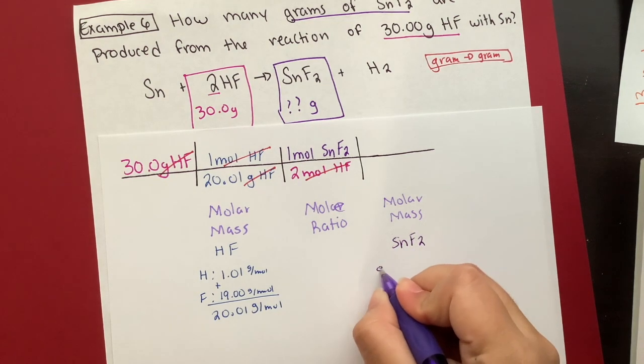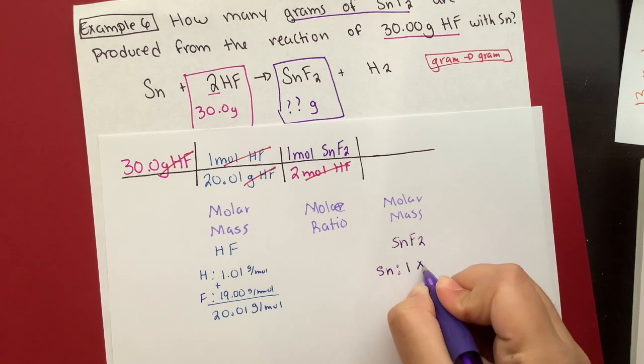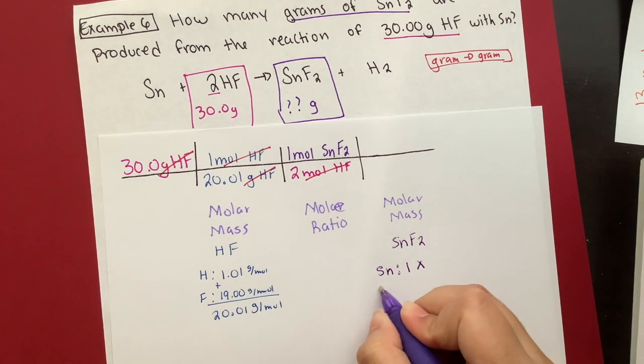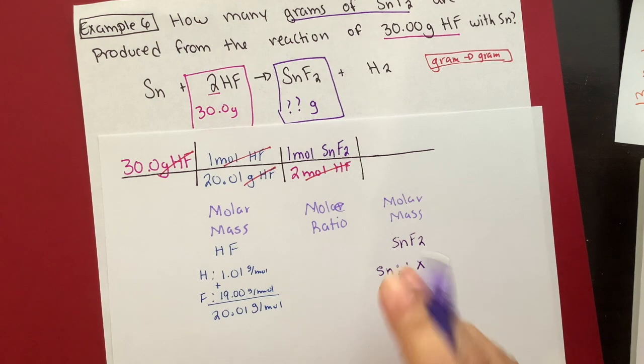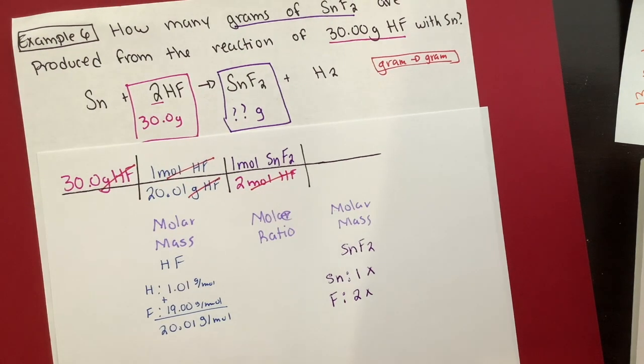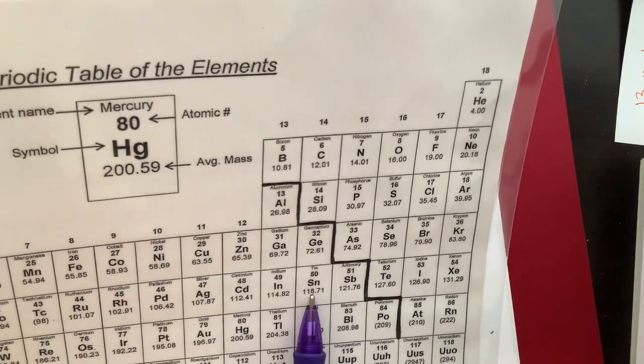So I have tin, I have 1 of them, and fluorine, I have 2 of them. So I'm going to go to my periodic table, look for tin, and the mass of tin is 118.71.